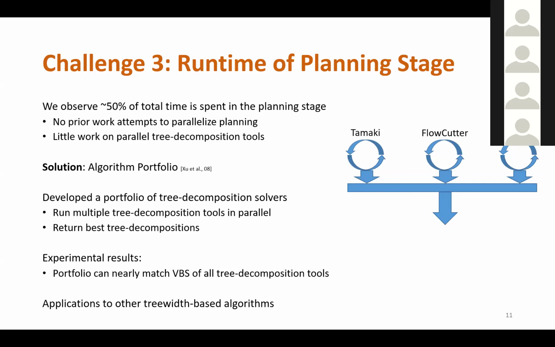And so we developed, along these lines, a simple portfolio of heuristic anytime tree decomposition solvers that runs multiple tree decomposition tools, maybe with different configurations, in parallel, and returns the best tree decomposition that is produced by all these tools. I'm not going to present the experimental results here, but in the paper we showed that this portfolio can nearly match the virtual best solver of all of these tree decomposition tools. And we see a corresponding increase in the overall performance. This might have some applications to other treewidth-based algorithms as well that use similar planning stages.